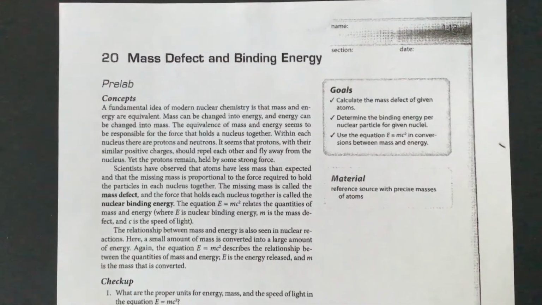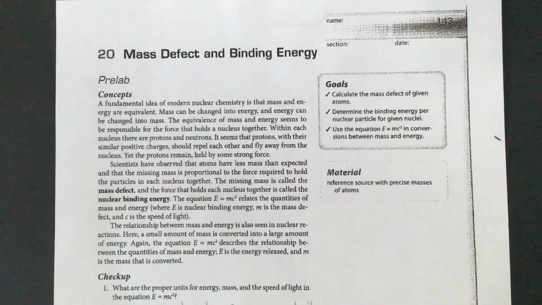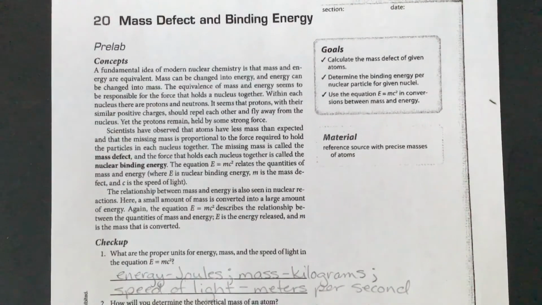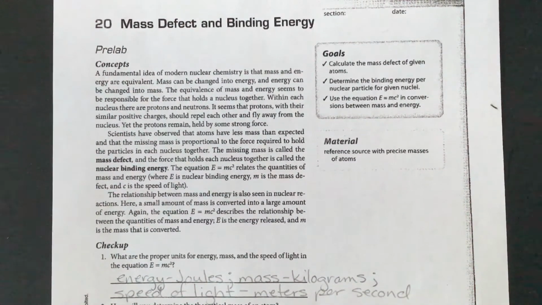So looking at the checkup questions, the first one asks, what are the proper units of energy, mass, and the speed of light in the equation E equals mc squared? Well, if you remember from either physical science or physics, energy is measured in joules. And a joule is a kilogram meter squared per second squared. So the units are energy is joules, mass is kilograms, and speed of light is meters per second.